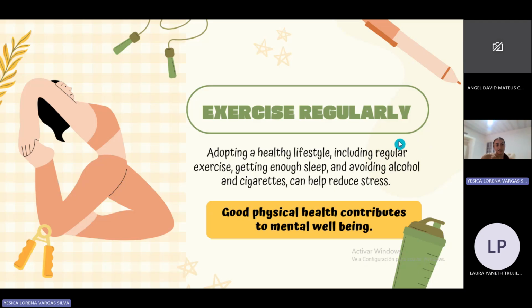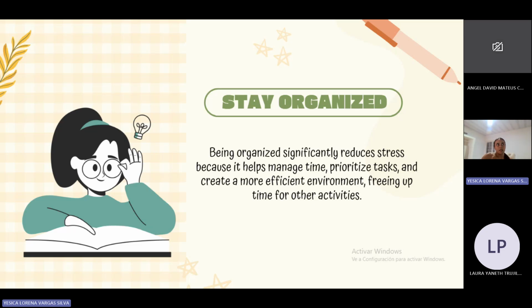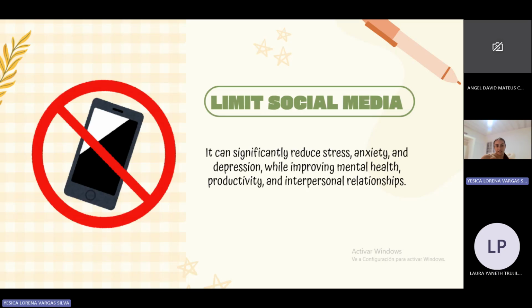The next habit is eat healthy. Simple foods like fruits, vegetables, and water help our brain work better. The next habit is stay organized. Planning our day reduces pressure because starting with one task at a time is very important. Limit social media. Too much screen time increases stress and reduces productivity.